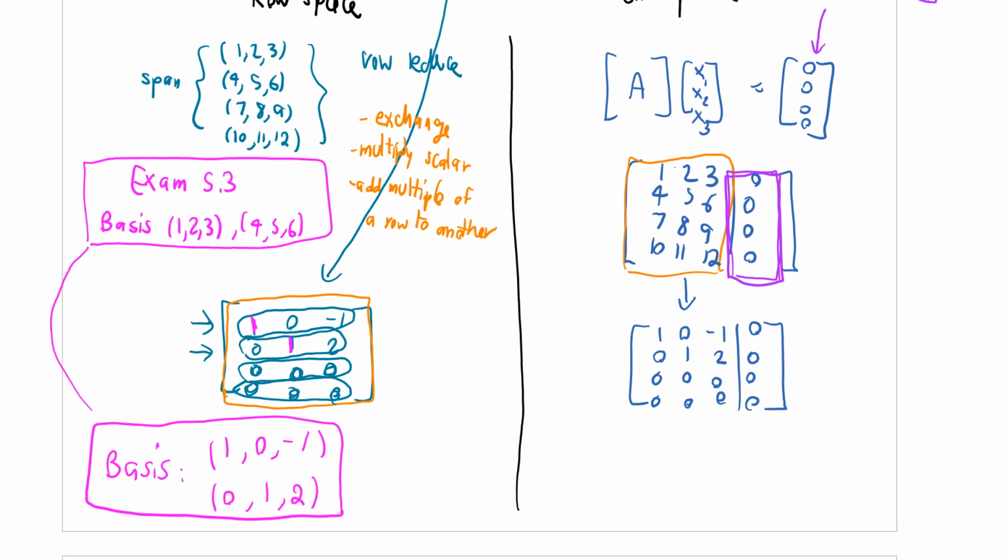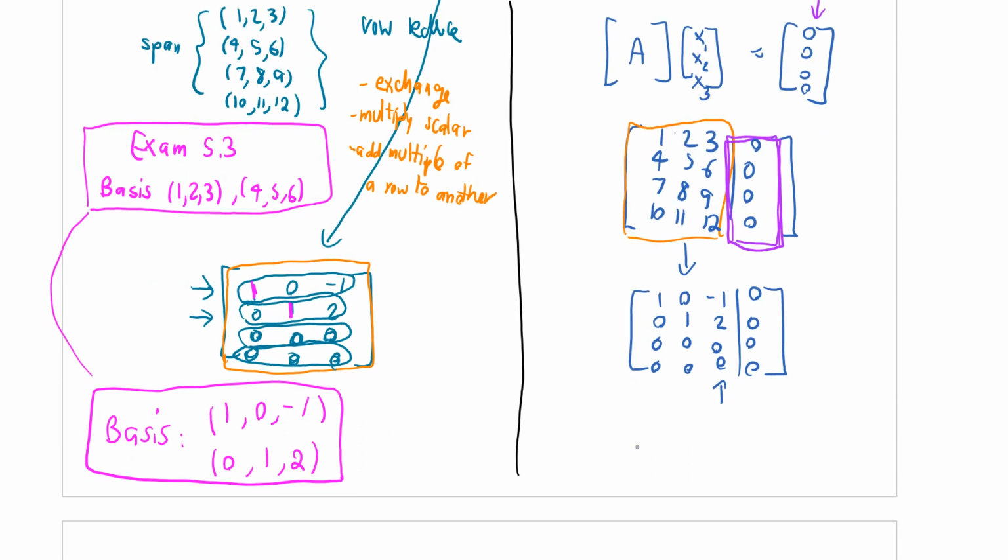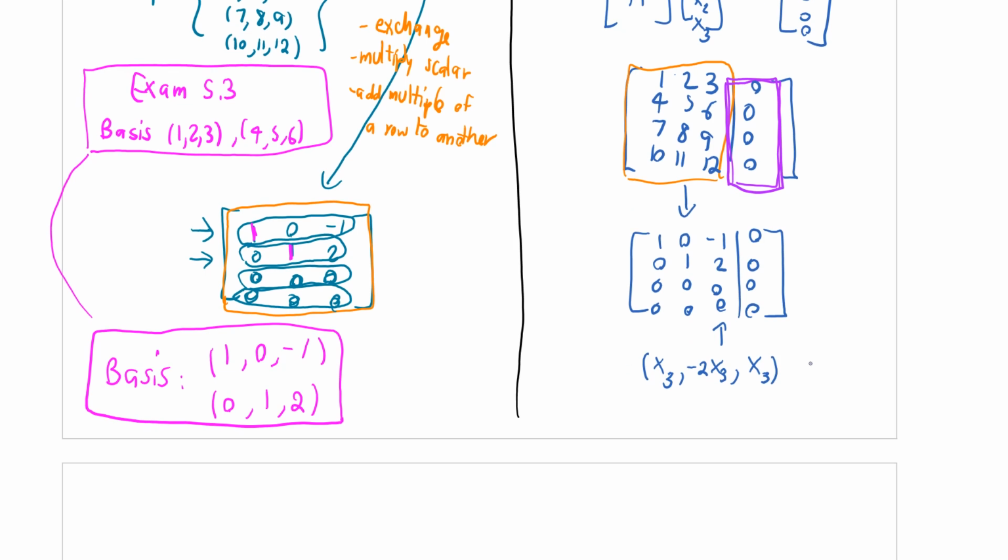Okay. So I have a free variable here, and the set of solutions is going to be: x3 is free, x1 is the same as x3, and x2 is negative 2 x3. This is just x3 times the vector 1, negative 2, and 1. So the basis for my null space is going to be 1, negative 2, and 1.